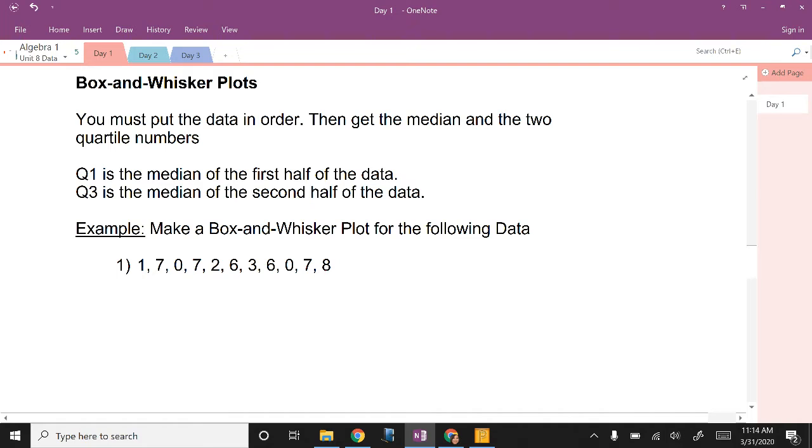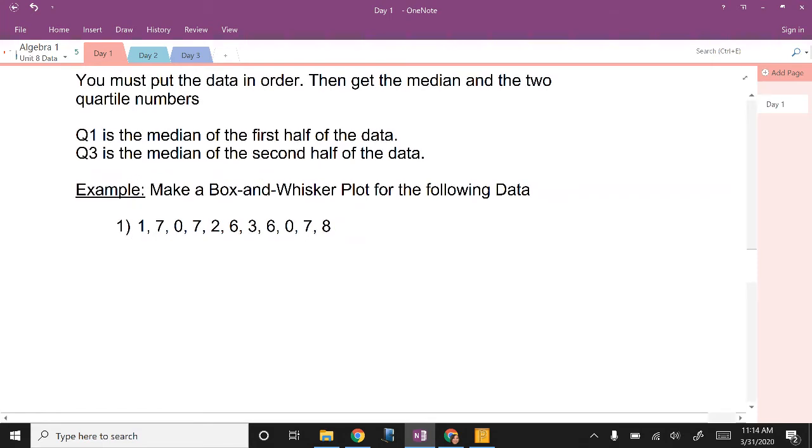So please pause your video and work with me as we do this. I've told you many times math is not a spectator sport. It is one that you have to learn by doing. So get out some paper and do this with me. And plus it'll help you from having to go back and rewatch the video when you go to do your practice. Okay, so first thing we want to do is put this data in order from least to greatest.